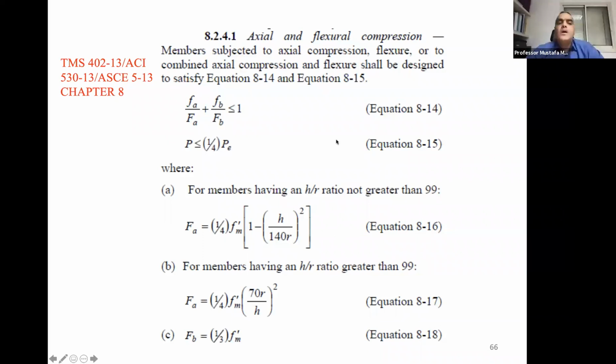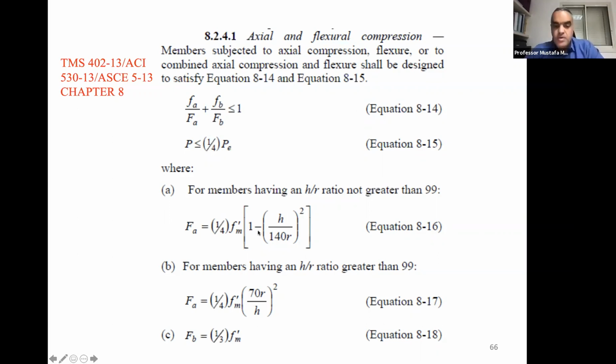So the interaction equation for compression is F sub A, F is a small letter. This is the actual, the calculated axial stress, divided by F sub A, F is capital here. That's the axial capacity, okay? Plus F sub B, F small is the actual bending stress. And then capital F sub B, that's the bending capacity. This has to be less than or equal to 1. At the same time, the axial load has to be less than or equal to the critical buckling load divided by 4. Okay, so that's for compression.